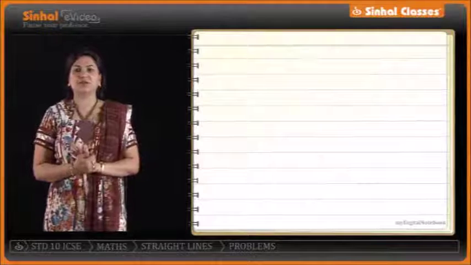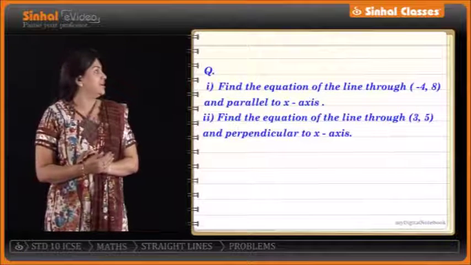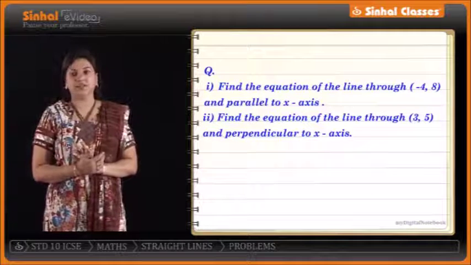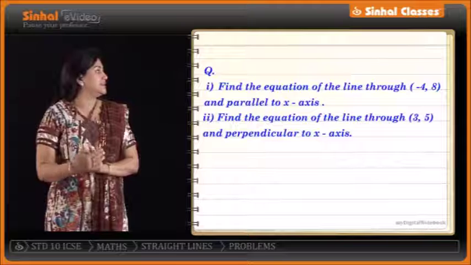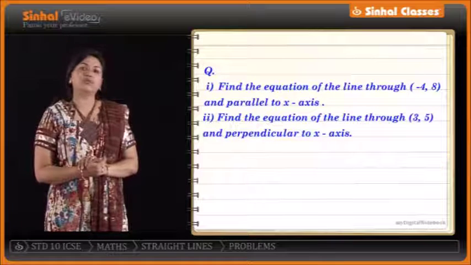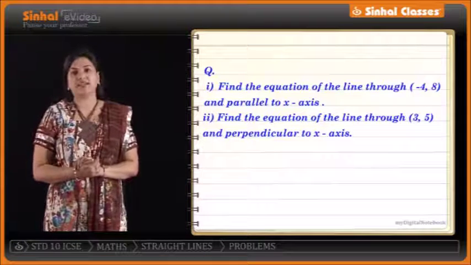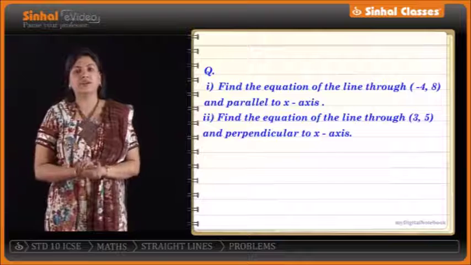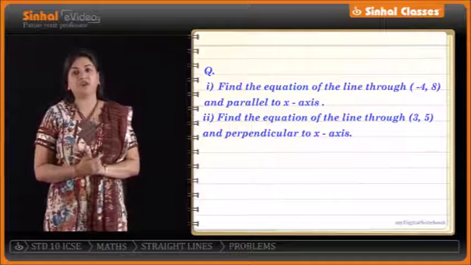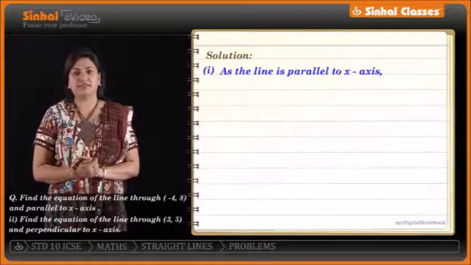We have the next problem as find the equation of the line through (minus 4, 8) and parallel to the x-axis. The second part in this is find the equation of the line through (3, 5) and perpendicular to the x-axis. Now here in the first part we are given the point (minus 4, 8) and it is a line parallel to the x-axis.